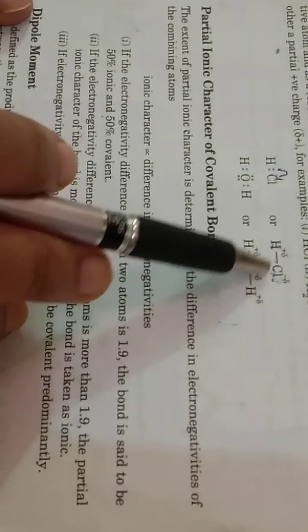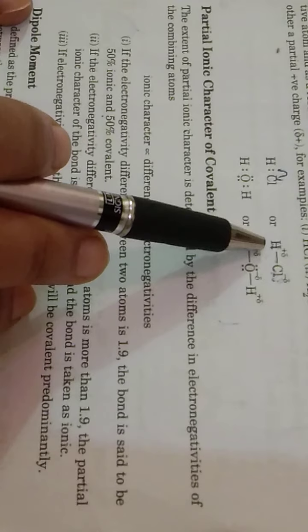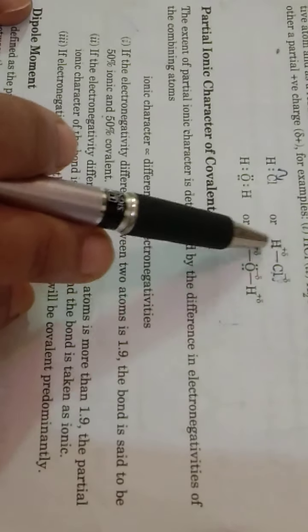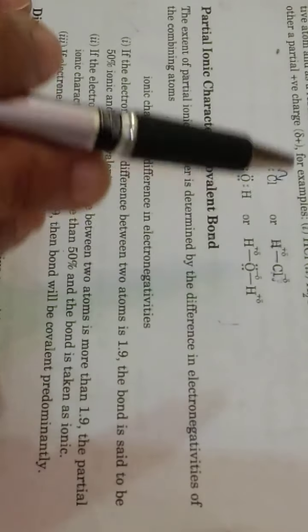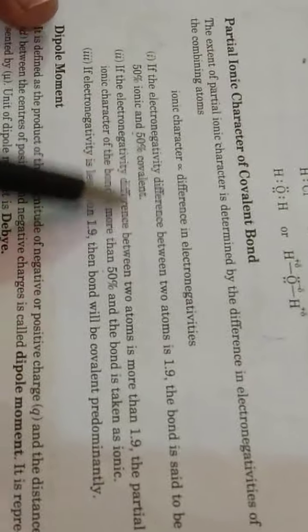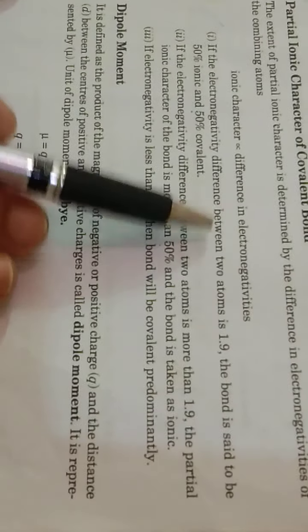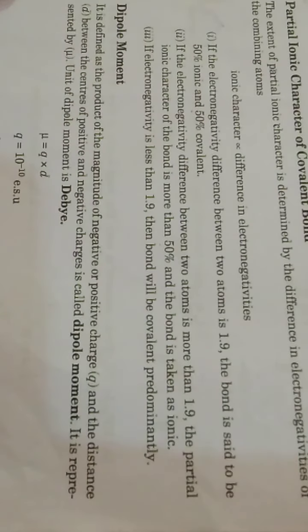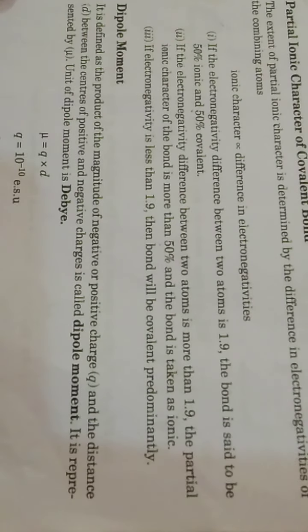We know that chlorine is a very good electronegative element and hydrogen is not. So the difference in their electronegativity is more. So it will be developing more partial ionic character. So with this we came to a conclusion. Ionic character is directly proportional to difference in electronegativities.